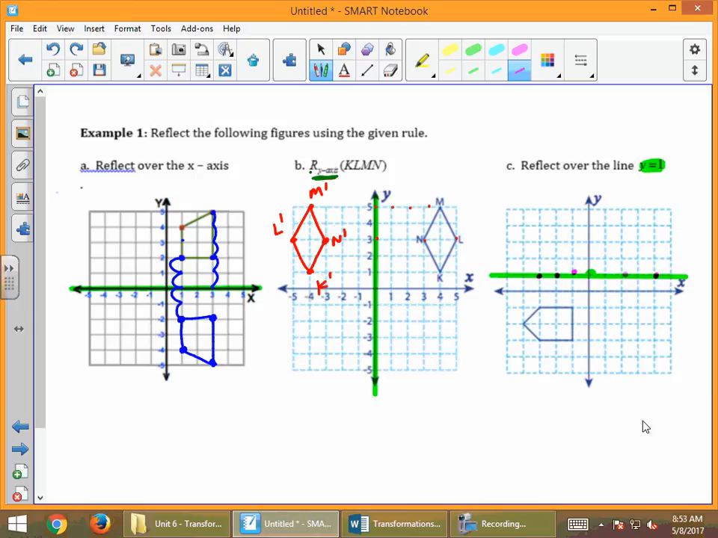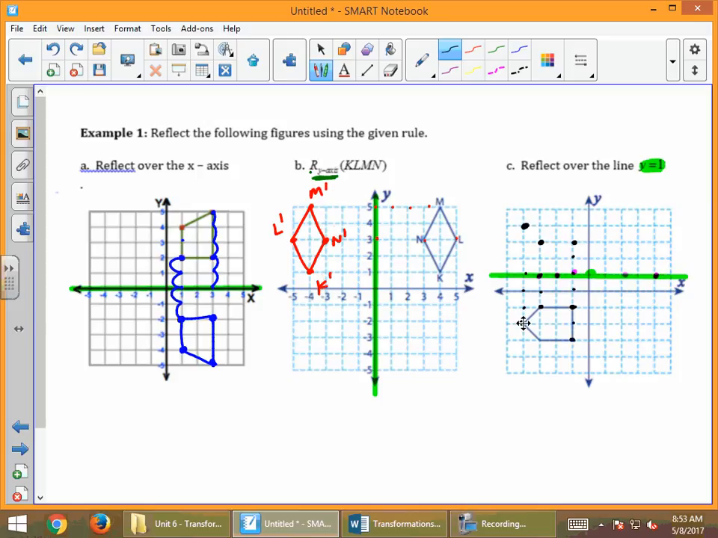Then all you're going to do is just count. It doesn't matter which point you start from. I'm going to start from this one. I'm just going to count to see how far it is away from that line. 1, 2, 3. So I go 1, 2, 3 in the other direction. We'll go here. This says 1, 2. 1, 2 in the other direction. Go to the next one. 1, 2. 1, 2.